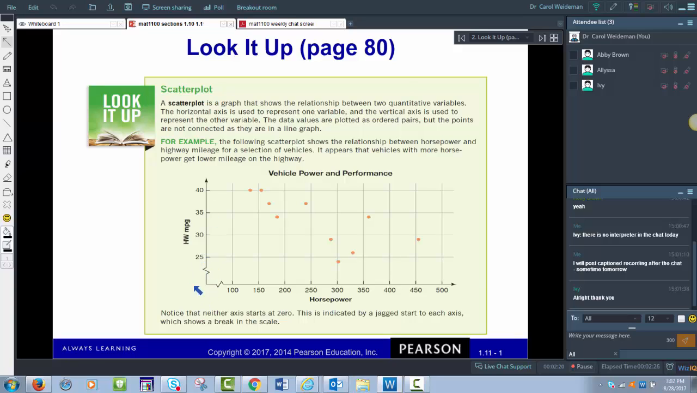Neither axis in this example starts at 0, and they put a little jagged line here to show you that they broke the axis, that they didn't take it all the way down to 0. If we look at this scatter plot, we see as the horsepower increases for a car, as we might expect, the miles per gallon go down.